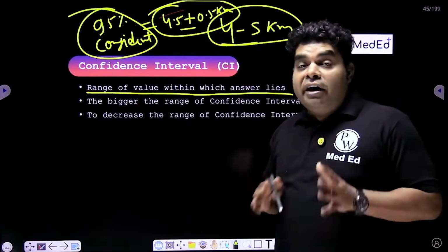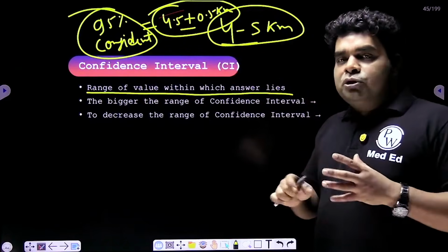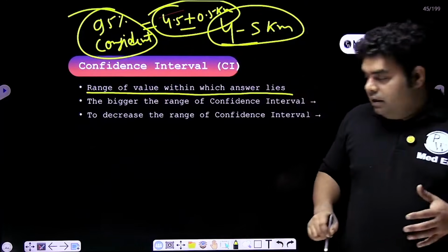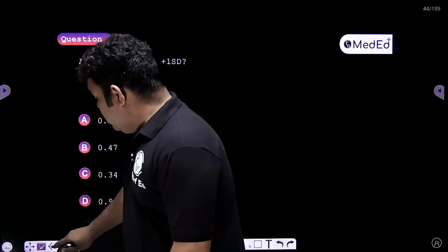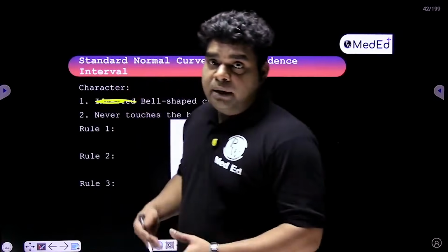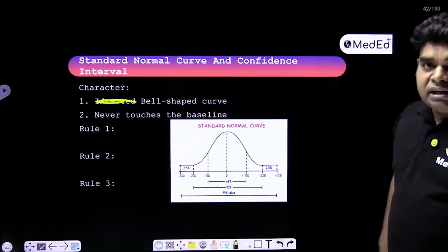So we can never be 100% sure that 4 to 5 is the range. Always the surety is never 100%. That's why I say it never touches the baseline, because the possibility of running is always something which can be less than 4 or more than 5. So it never touches the baseline.